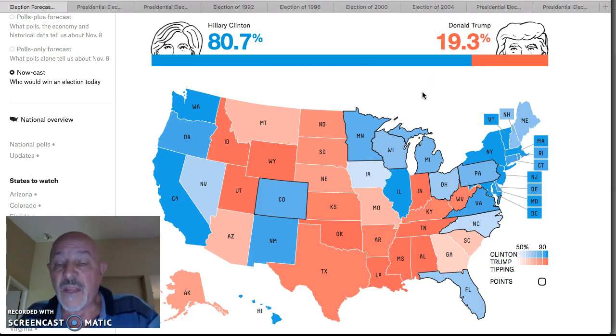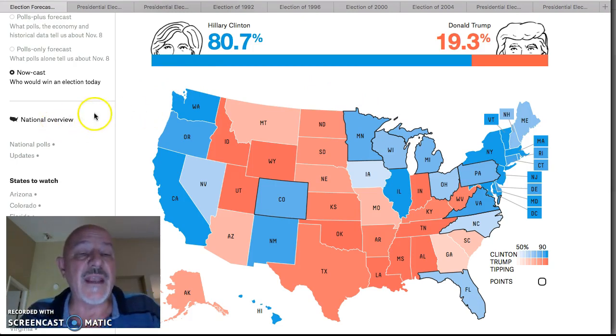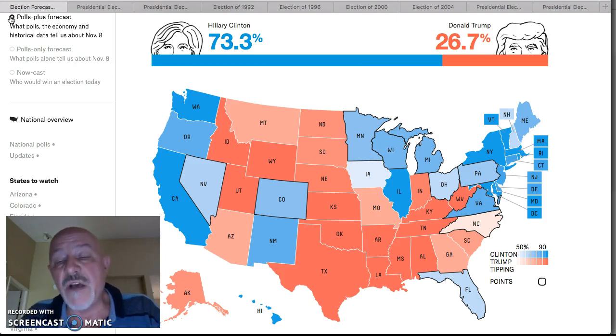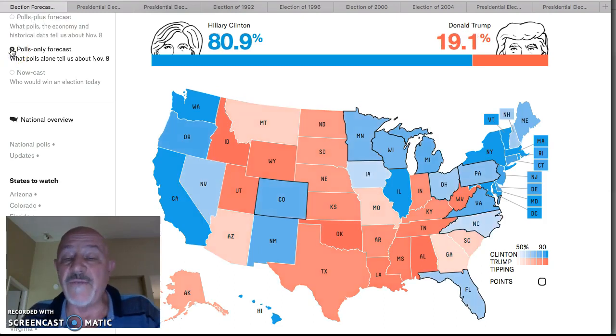Okay, remember we're talking about the probabilities that a particular state will go to a particular candidate. Now, this is the Nowcast. I don't usually even look at the Nowcast because the election is not today. It shows us what would happen if the election were today, but the election is not today. So I generally stick to the polls-only forecast and to the polls-plus forecast, which has the most amount of data.